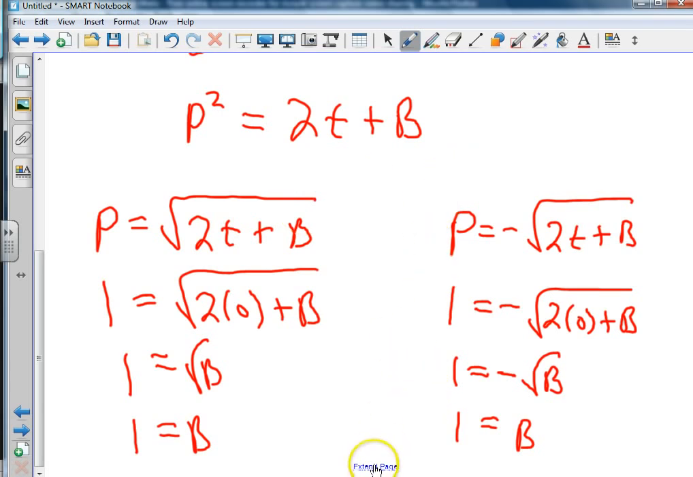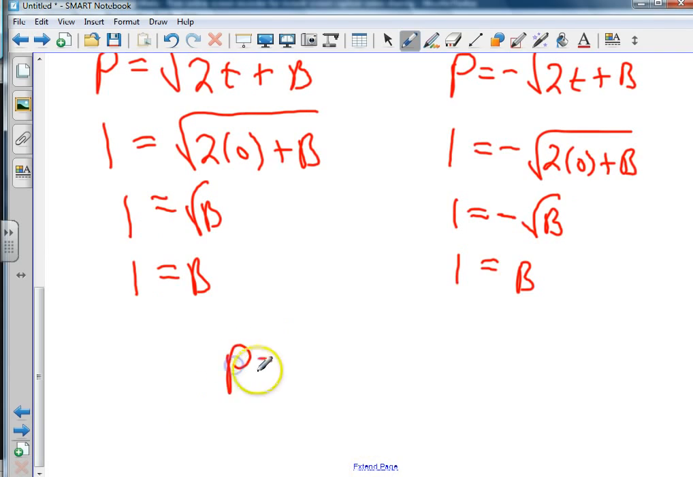So my solution really is P equals plus or minus rad 2t plus b, but b is 1. But realize that's two different functions. That's two curves, two solutions. If you graph positive rad, if you graph negative rad, it's two different curves that solve the same equation. Okay? All right, any questions through 6?